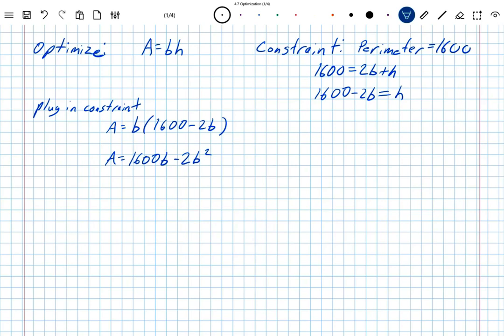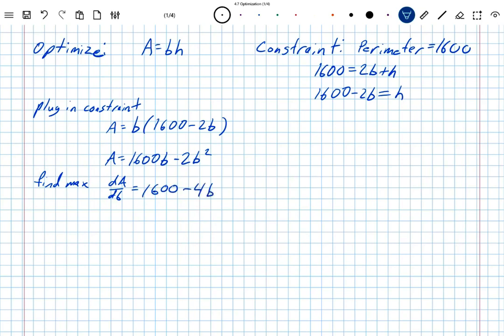Why did I do that? I know I'm about to take the derivative. My next step is to find the max. And that's going to be a little easier if I multiply it out. So if I take the derivative A prime, or if you like dA/db, it is equal to 1600 minus 4b.